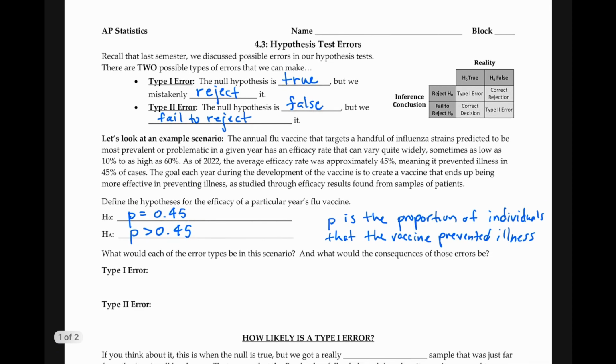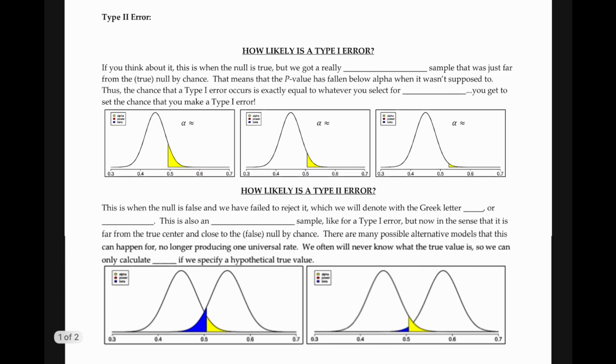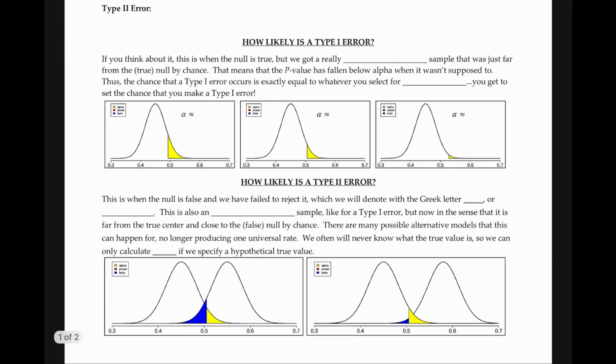Remember, that is when we reject the null hypothesis, and we were not supposed to. So what's the chances of something like that happening? Well, if you think about it, this is a case where the null is true, but we just got a really unlucky sample that was just far enough away from the true null by chance.